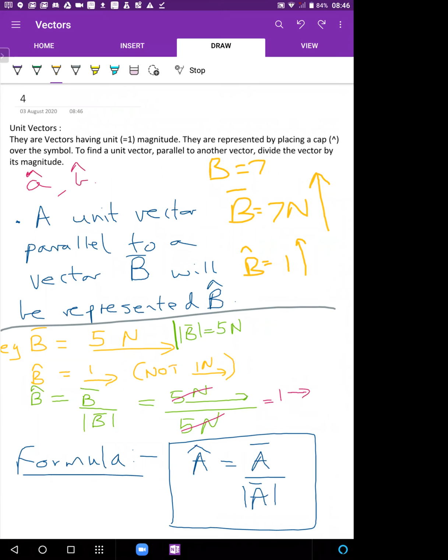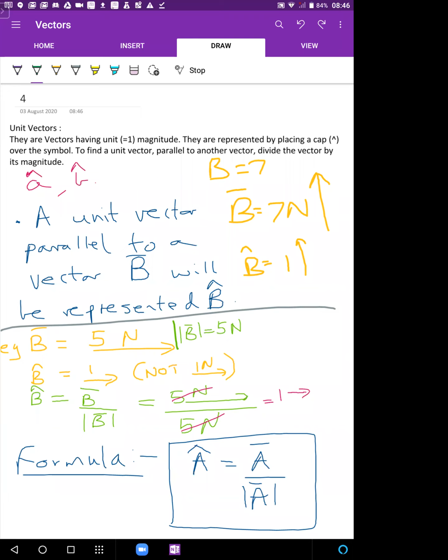Can we add a unit vector to other normal vectors? You can actually add two vectors, but the point is you can't add two different physical quantities. So you can't add force to speed or velocity. That makes no sense. You can only add force to force.